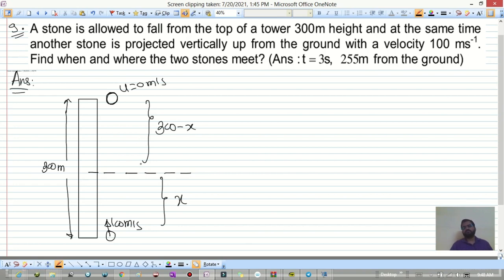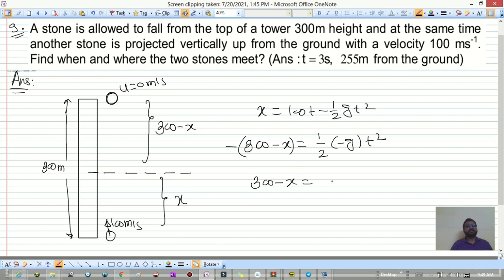So we'll calculate now. Firstly, if we write the x equation, it will become x is equal to ut, that is 100t minus half gt squared. And if you write the 300 minus x expression, 300 minus x is equal to u is 0, 1 by 2. Now why is 300 minus x negative? Because the displacement is downward, and it is half minus g into t squared. So if you solve this, you will get 300 minus x is equal to 1 by 2 gt squared. Now put this x value over here. So it is 300 minus 100t plus 1 by 2 gt squared is equal to 1 by 2 gt squared, and you can see this gets cancelled.